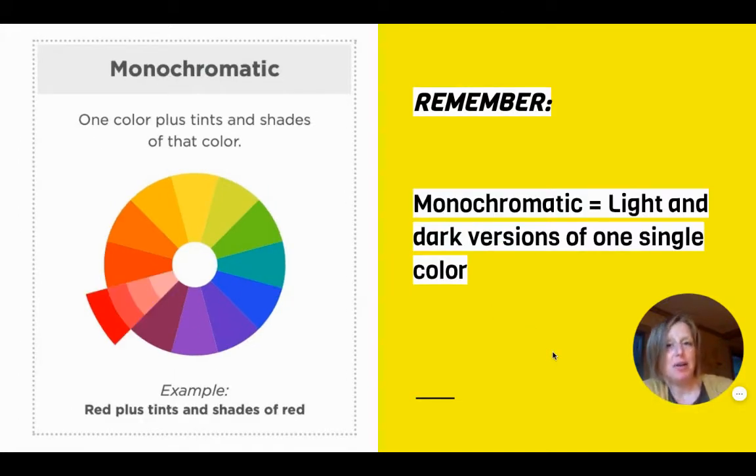And the last color scheme I want you to know is monochromatic. Remember, mono means one, chroma means color. So one color, but it's variations of that one color, light versions of it and dark versions of it. So it could be any color. It could be blue, could be green, all right, could be purple, but it's light versions and dark versions of just a single color. So I want you to write that down. This is your last note that I want you to take. Monochromatic equals light and dark versions of one single color.